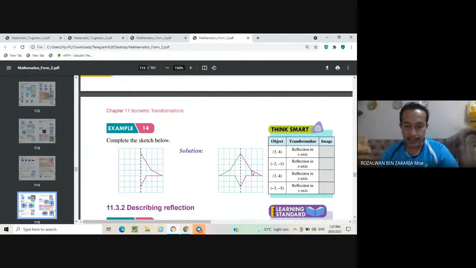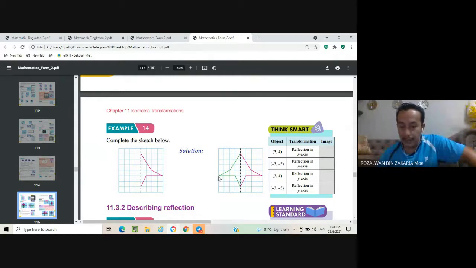Okay, next you have to identify where the point of this object here is. Calculate the distance from here until the axis of reflection. Remember, the dotted straight line here is known as the axis of reflection. So calculate from here, 1, 2, 3, 4. There are four units, so here should also have 4 units. 1, 2, 3, 4. So this one is the image of this point after reflection.